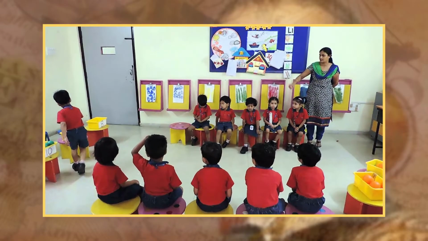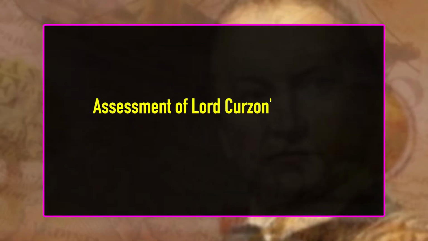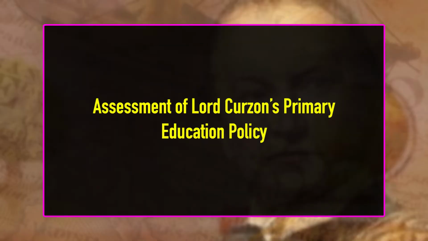He tried to introduce better and scientific methods of teaching, like the kindergarten method, for the improvement of teaching. This type of method was to be adopted where competent teachers were available. Now let us discuss the assessment of Lord Curzon's primary educational policy.